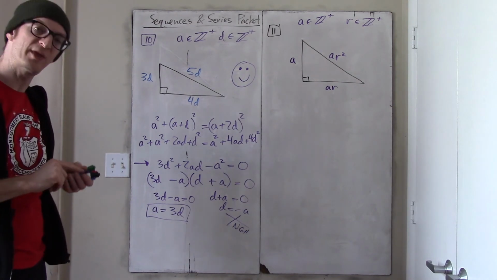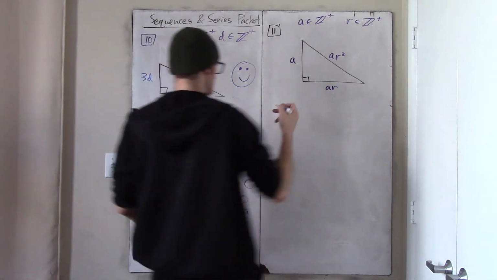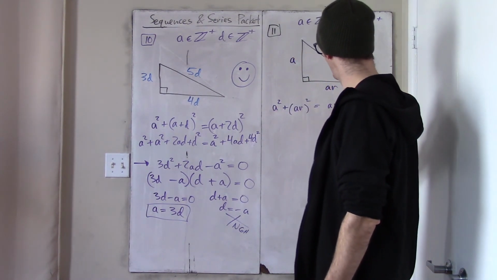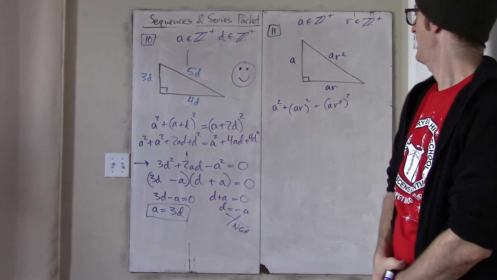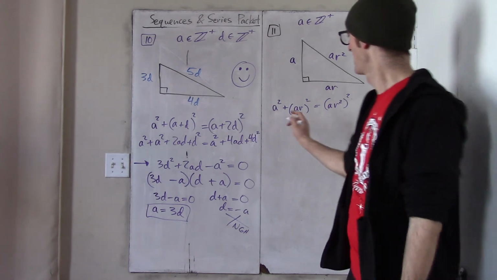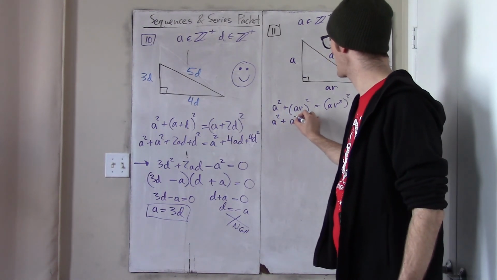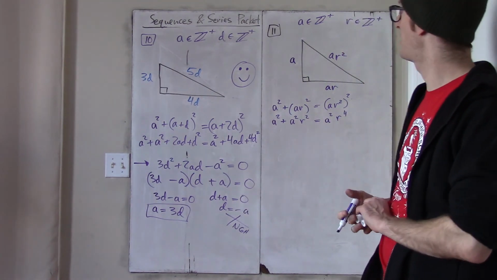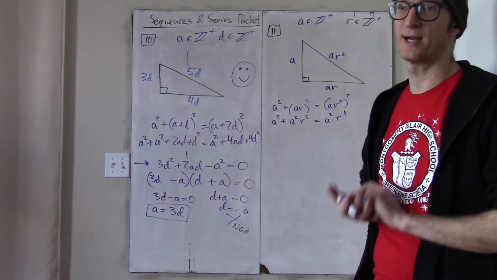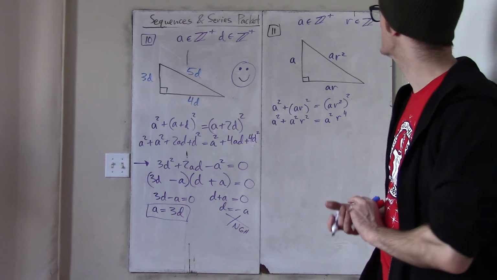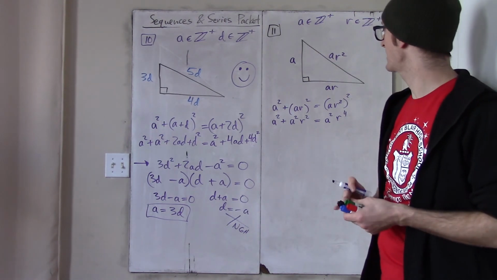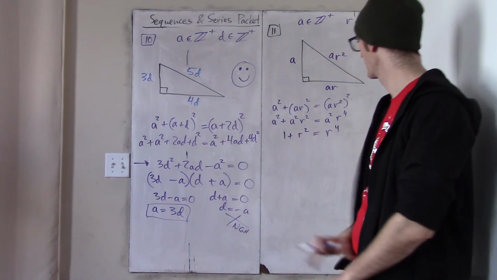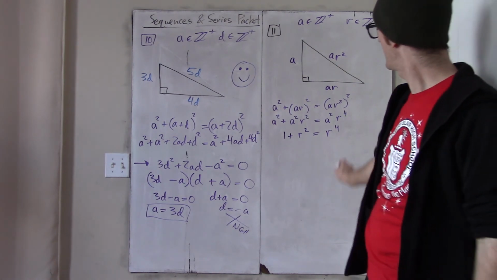What do I know? Only one thing, the Pythagorean theorem, so let's do it. What must be true? That a squared plus (ar) squared is (ar squared) squared. Why is this impossible? Let's do some algebra. So I get a squared plus a squared r squared equals a squared r to the fourth. So first of all, it seems that a itself is kind of irrelevant, except for the fact that a has to be an integer. So I can just divide through by a squared, and I get 1 plus r squared equals r to the fourth. And, okay, so what?